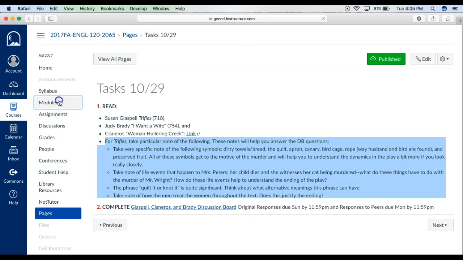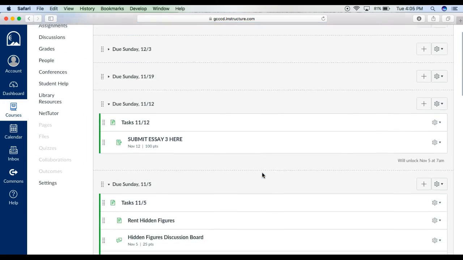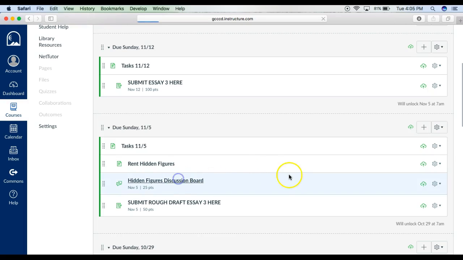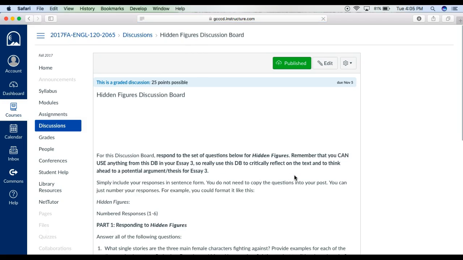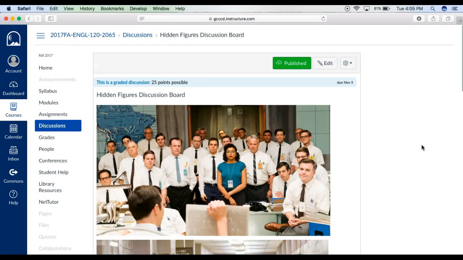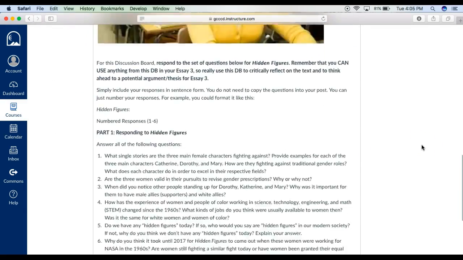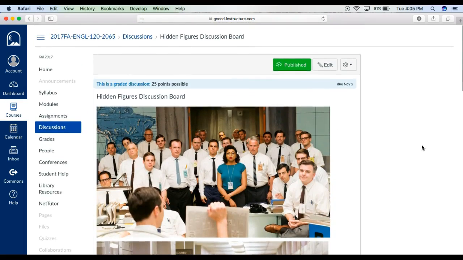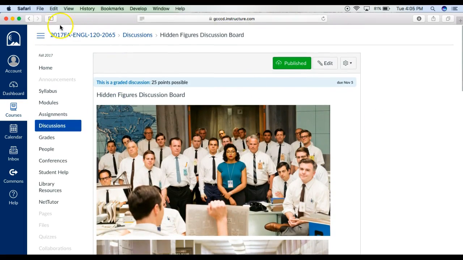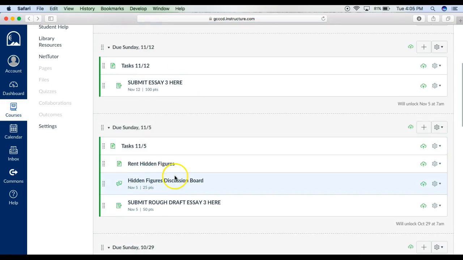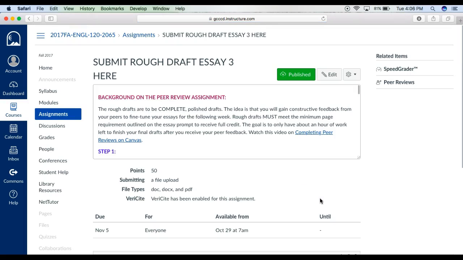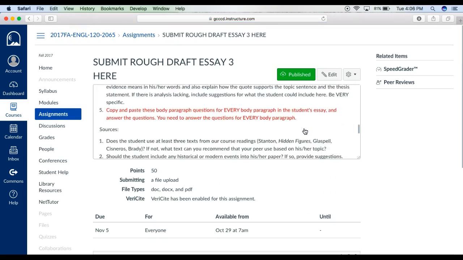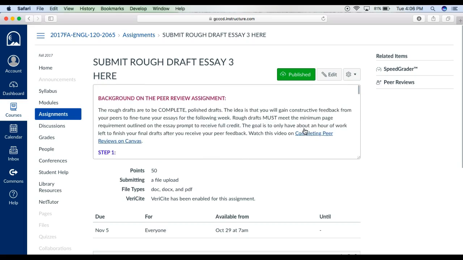And then lastly, the Hidden Figures is right here in the 11.5 folder, okay? There's some pictures that are loading. So you can see here there's 6 questions, so you need to watch the movie and answer the questions. And the reason that I'm covering this right now is because the same week that you guys are doing Hidden Figures, you are also doing the rough draft with the peer responses, just like last time. Okay, so I've outlined all of the instructions very carefully.